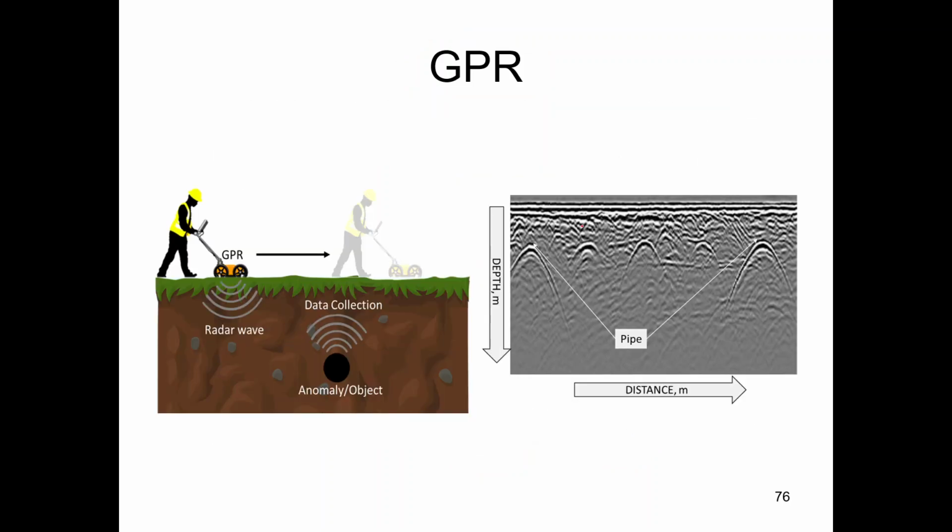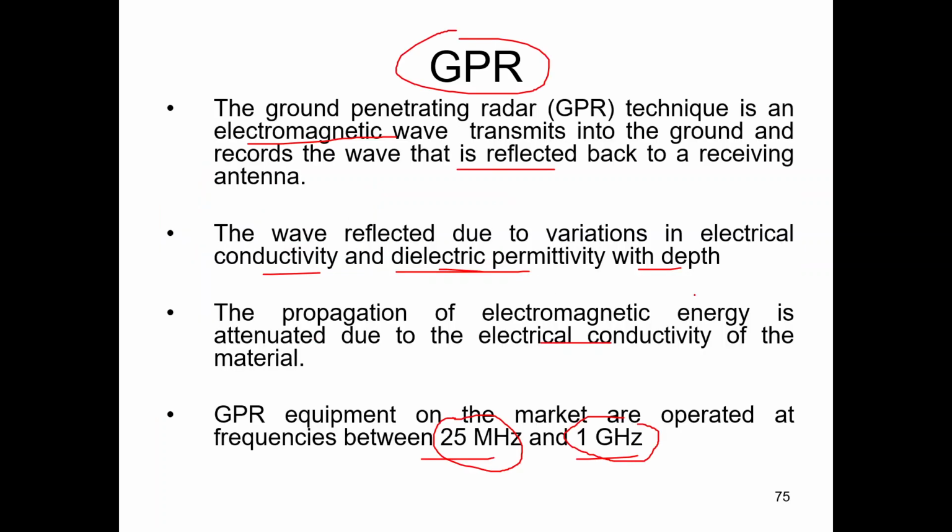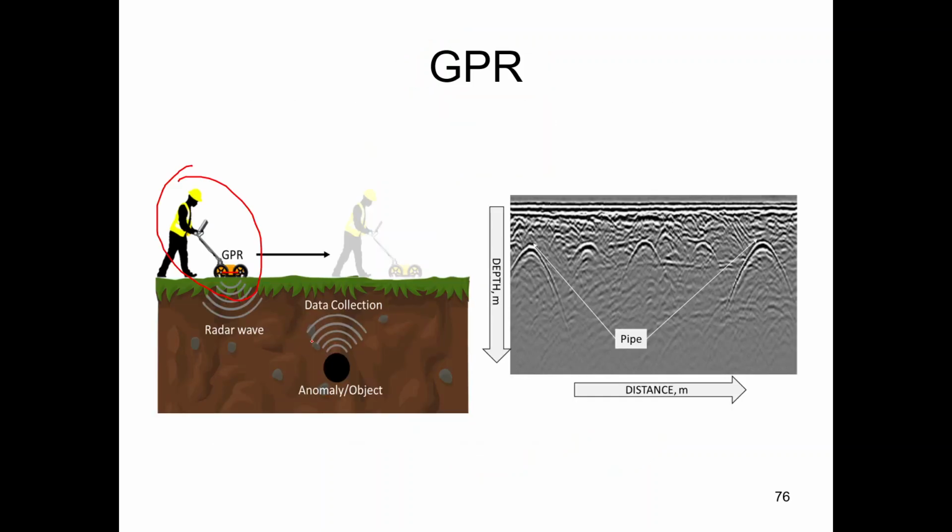This is an example of how GPR works. Normally here we have the radar, the transmitter and receiver, and then this card. Then they pull it this way. The materials have different electric properties, different electric conductivity or dielectric permittivity. If we have different properties, then the waves will reflect to the surface.